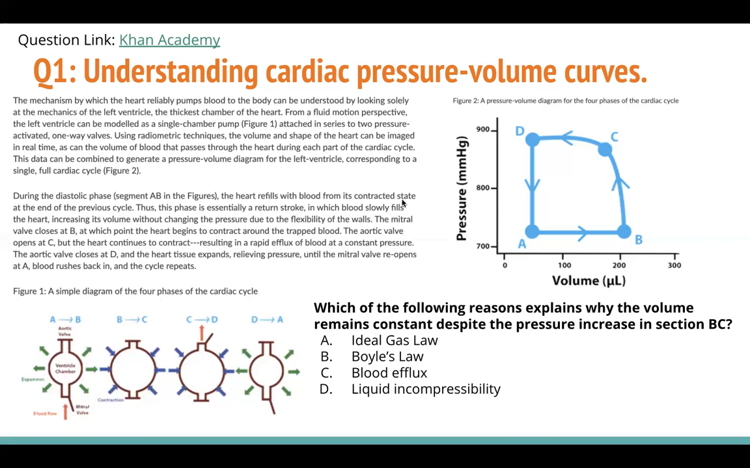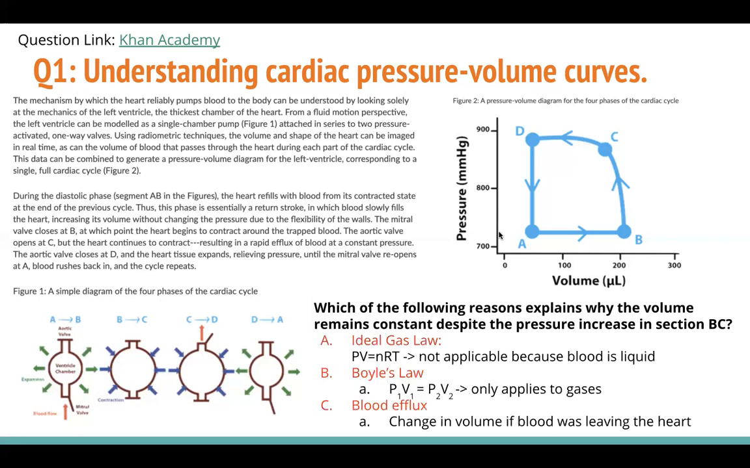Okay, so now let's go through this. Answer choices A, B, and C are not true, so that means that D is correct. The reason A and B are incorrect is that they both are gas laws. The ideal gas law is PV equals nRT. However, this is not applicable because blood is a liquid. Boyle's law is P1V1 equals P2V2, and again, this only applies to gases.